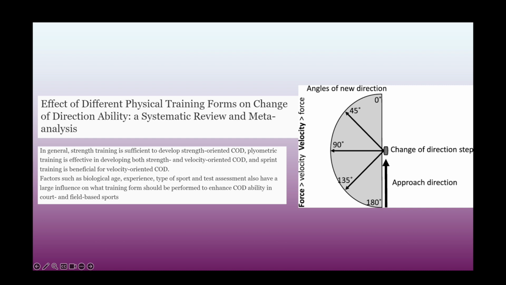This article broke it down into whether a change of direction is more velocity-based or force-based. If you do a change of direction between 0 and 90 degrees, they're calling that more velocity-based, versus if you cut back more than 90 degrees, they're calling that more strength-based. In the article, they're saying that strength training is good for the strength-based change of direction, so the 90 to 180. They said plyometrics is good for strength- and velocity-based change of directions, and then sprint training is better for velocity-based change of directions.